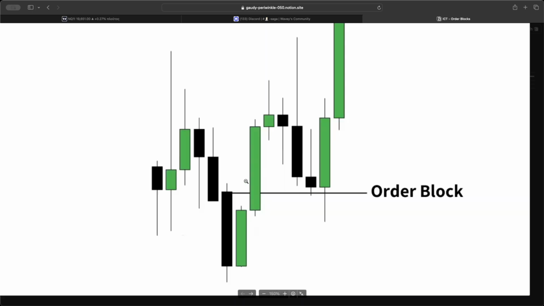In this example, we can see that price came into this order block area, and we had a nice little reaction right off that, and price really reversed off this. It's like a demand zone where a lot of buyers are waiting for price to come into this area, and then a lot of orders will get filled here.